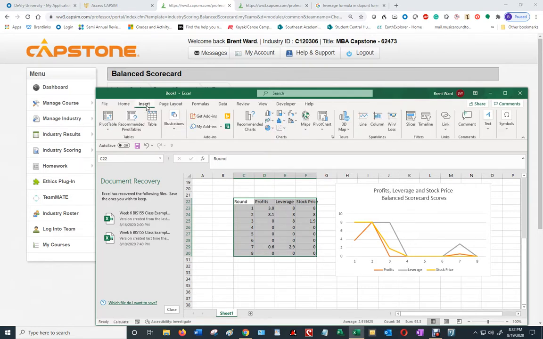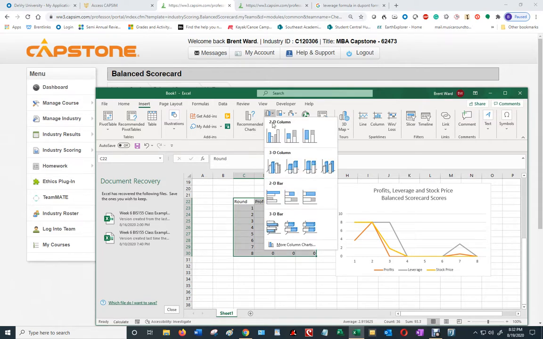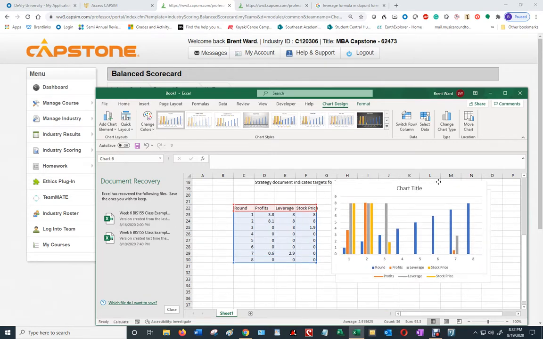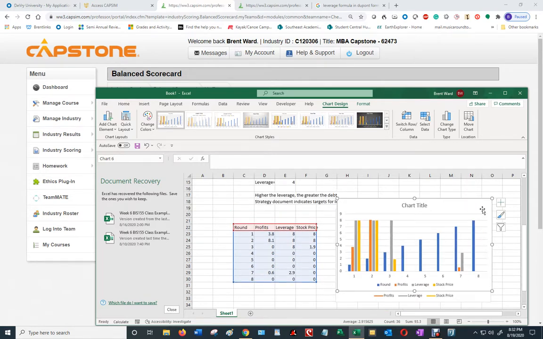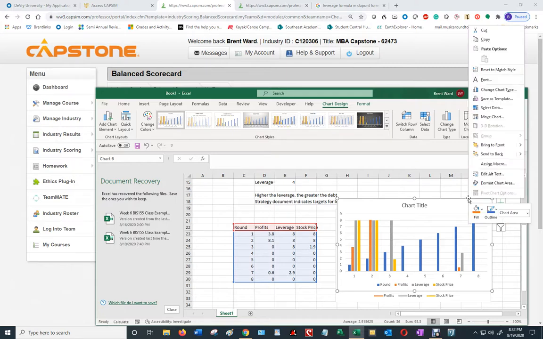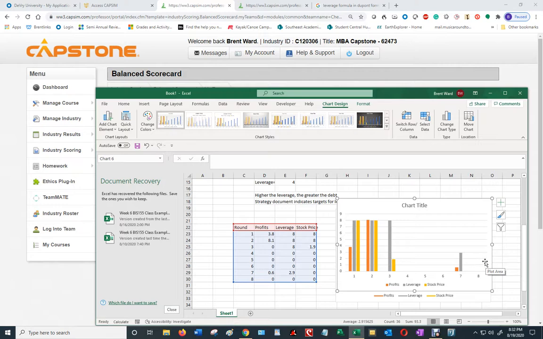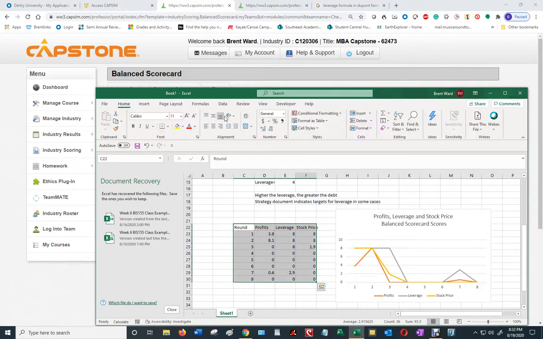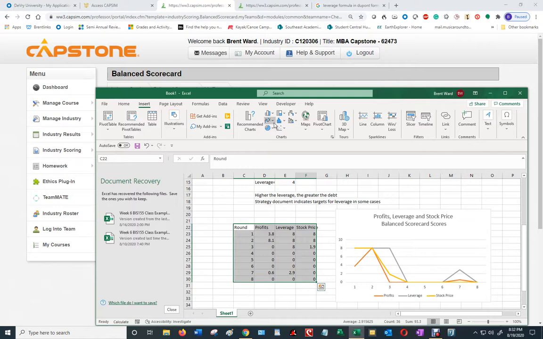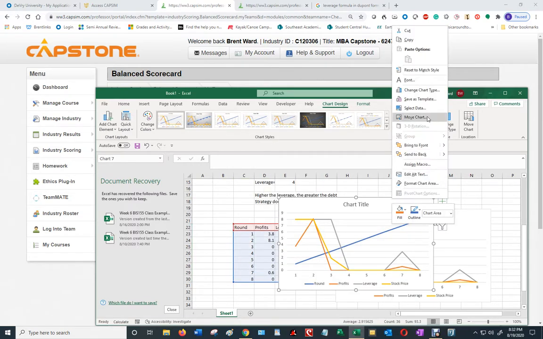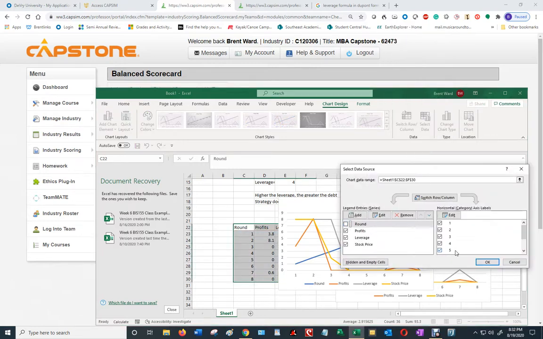So what I do is I go Insert, click on 2D column, and you can see that it's given me this chart here. What I have to do now is right click on the outer border, go to Select Data, and get rid of the round measures and click on OK. So uncheck round, click on OK. And I think I did use the wrong graph. I wanted a line graph. Insert, line graph. There we go. Right click, select data, and get rid of the round checkbox.